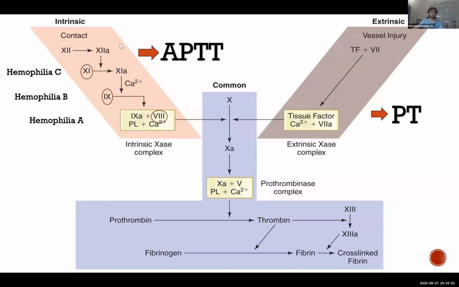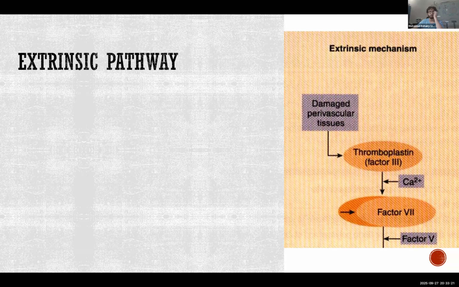I hope this is clear. This is the intrinsic or extrinsic pathway. They both come together to start the common pathway. The common pathway is what's going to end up making the fibrin that we want. But we can't start the common pathway without the intrinsic or extrinsic pathways. Right. Now let's go into some more detail. Let's take every pathway on its own.